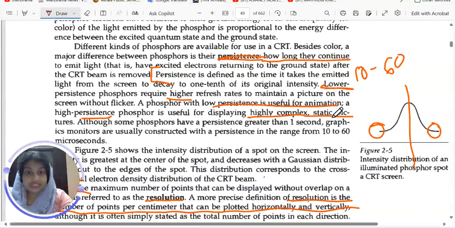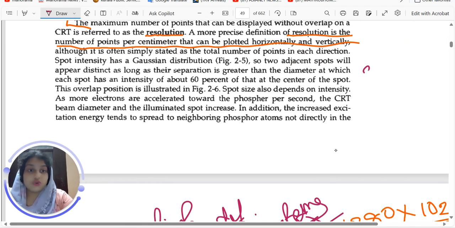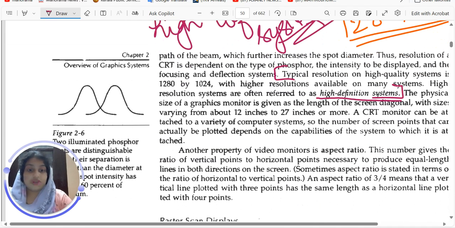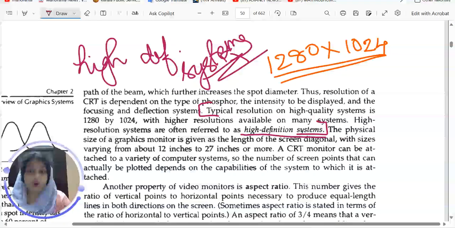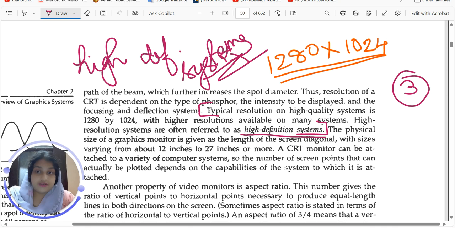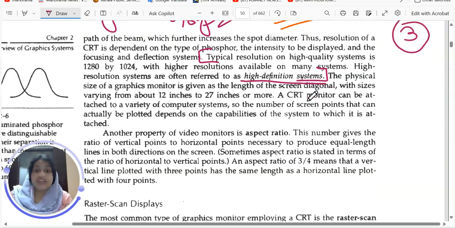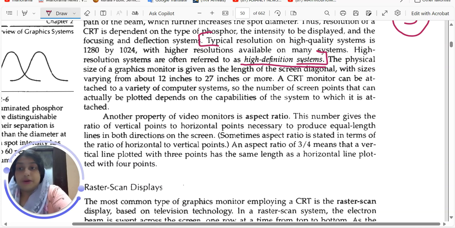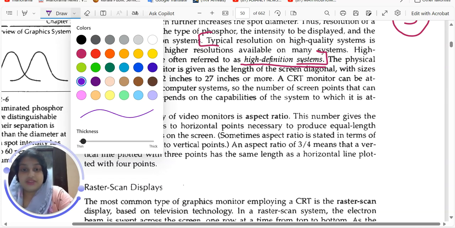So we learned definitions so far. We learned what persistence is, then what resolution is, then what a high definition or high resolution system is. So three we have learned, along with 1280 and 1024. Next we have to learn about aspect ratio.